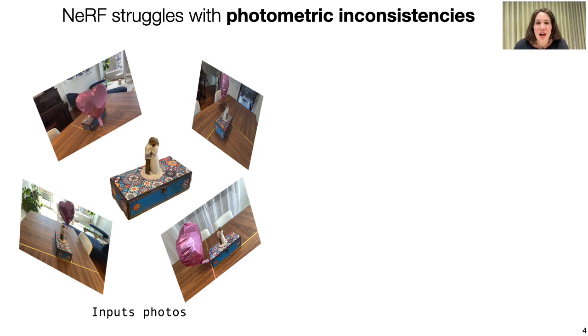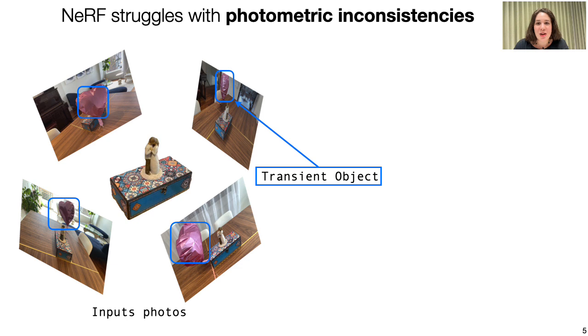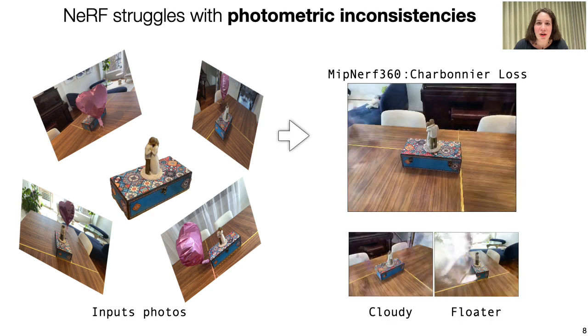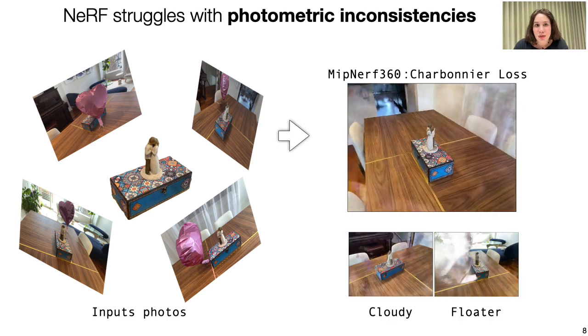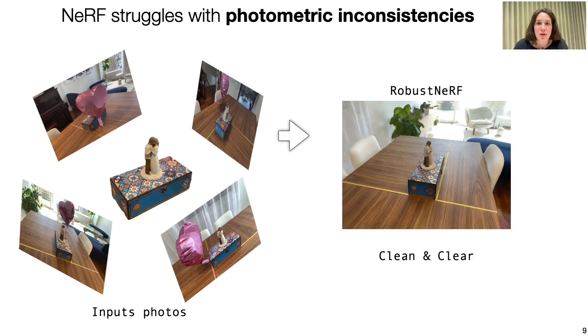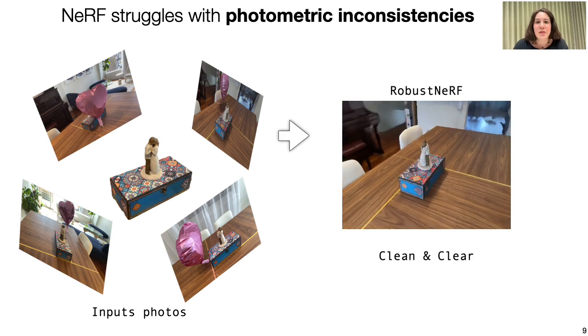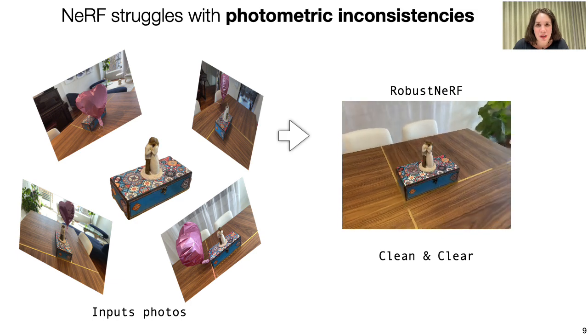Right now, if you have transient objects, such as this randomly placed pink balloon, the rendering will be crowded with shadowy clouds and floater artifacts. As a solution to clean up the rendering and ignore the transient objects and distractors, we propose RobustNerf. Let me show you the two side by side.